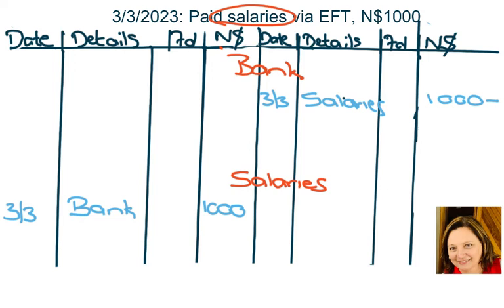Let's quickly look at our details. In the bank, my details for this transaction was salaries, and it referred to my salaries account. In the salaries account, my contra account, or the other account, was bank, so it referred to my bank account. So this was to pay an expense from a bank account. We will now look at an income. So when we receive income, which accounts do we debit and which ones do we credit?